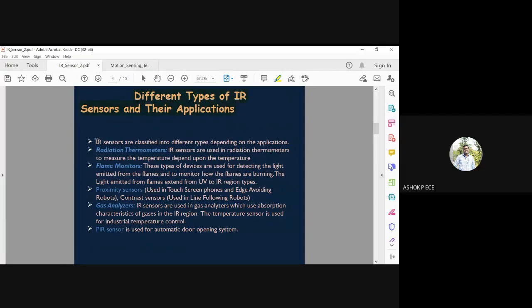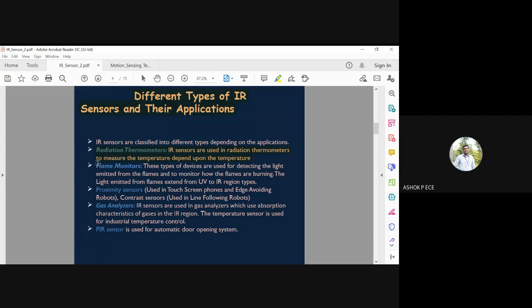IR sensors are classified into different types based on application. The first one is radiation thermometers. IR sensors are used in radiation thermometers to measure temperature. Radiation means any black body radiates. The human body is also radiating. Any living thing is going to radiate some light, so we can detect that radiation with an IR sensor.